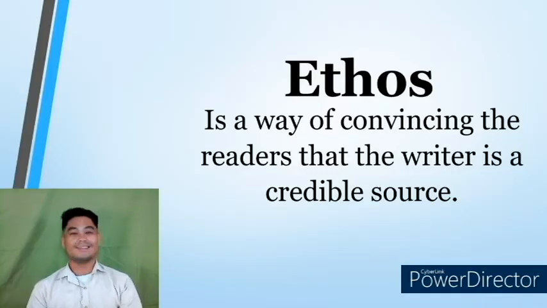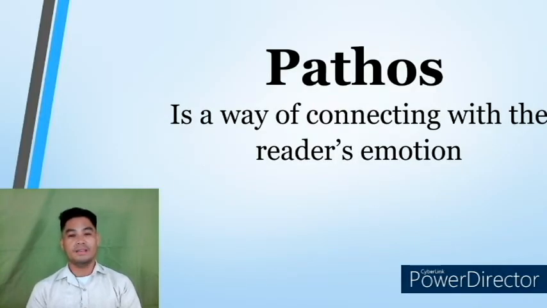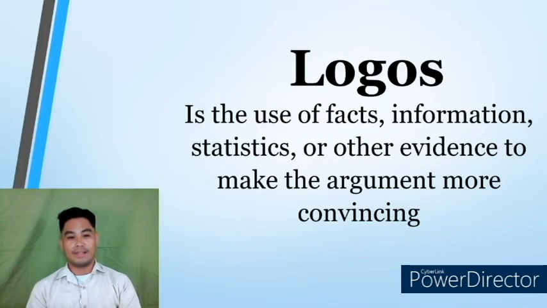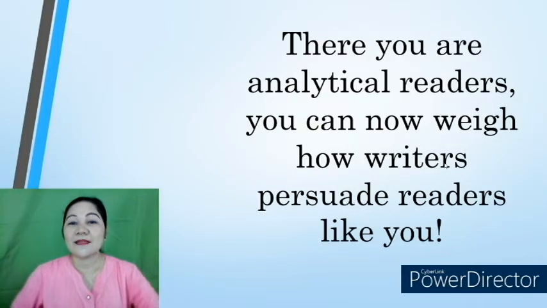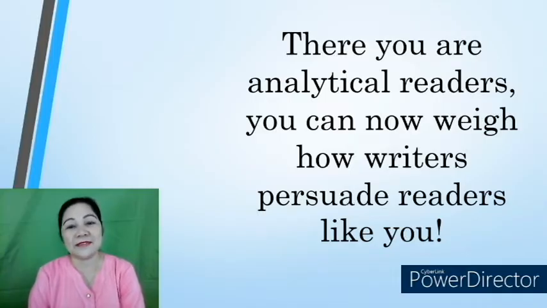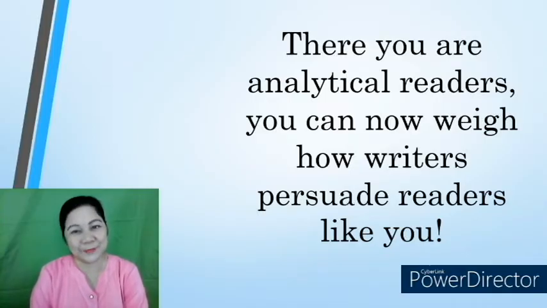Ethos is a way of convincing the readers that the writer is a credible source. Second, pathos is a way of connecting with the reader's emotion. And lastly, logos is the use of facts, information, statistic, or other evidence to make the argument more convincing. There you are, analytical readers! You can now weigh how writers persuade readers like you.